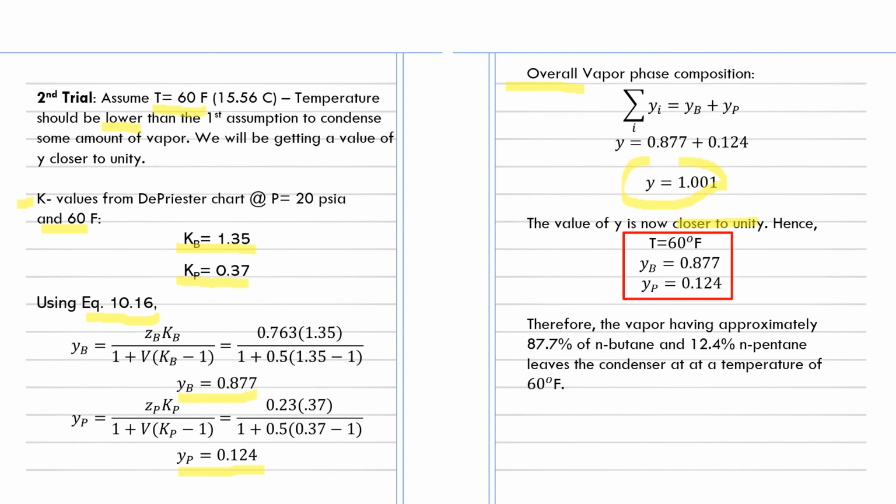Therefore, the vapor, having approximately 87.7% n-butane and 12.4% n-pentane, leaves the condenser at a temperature of 60 degrees Fahrenheit.